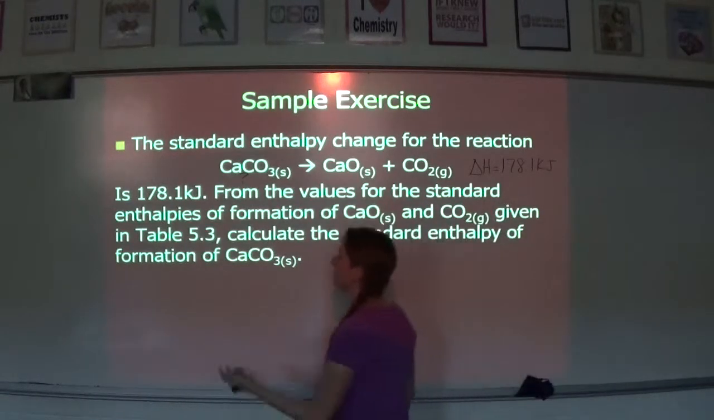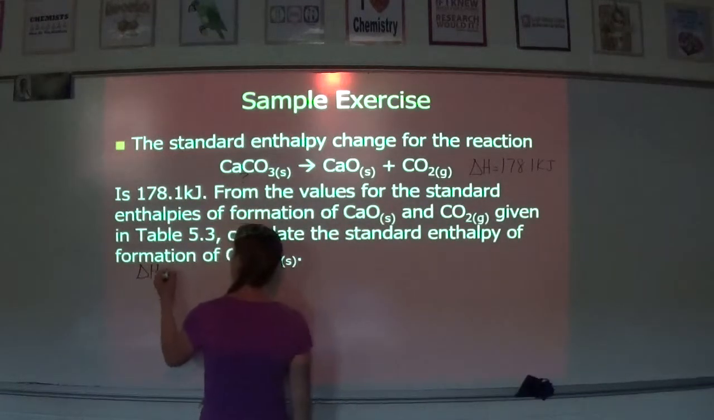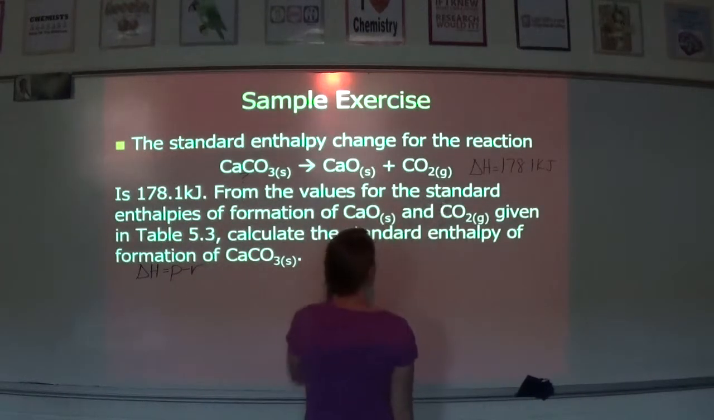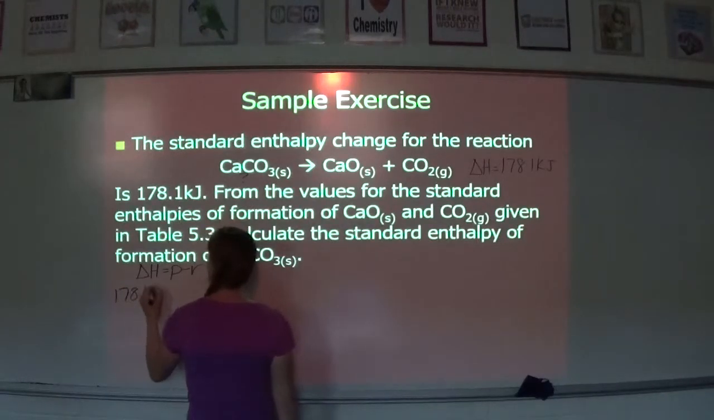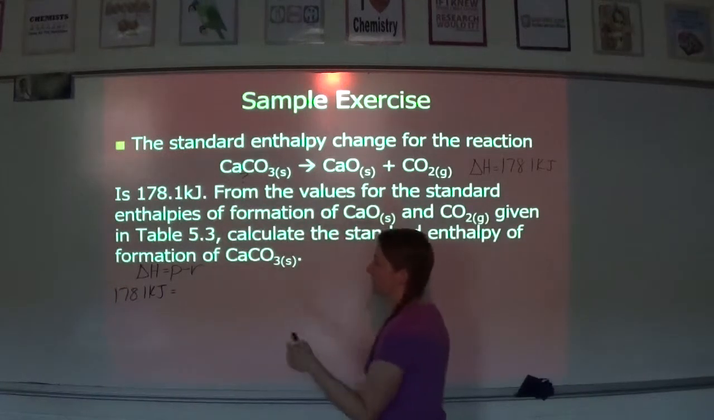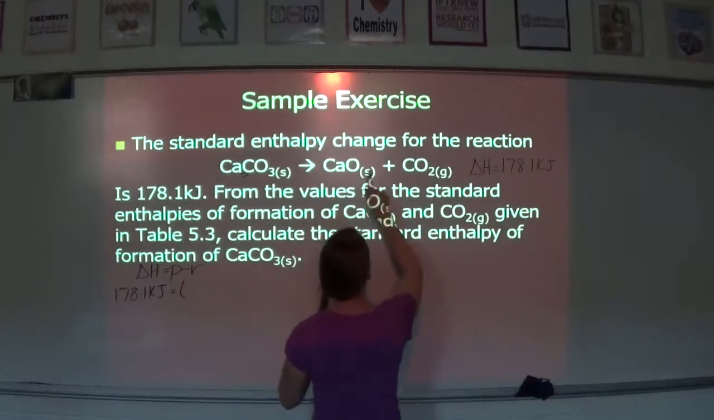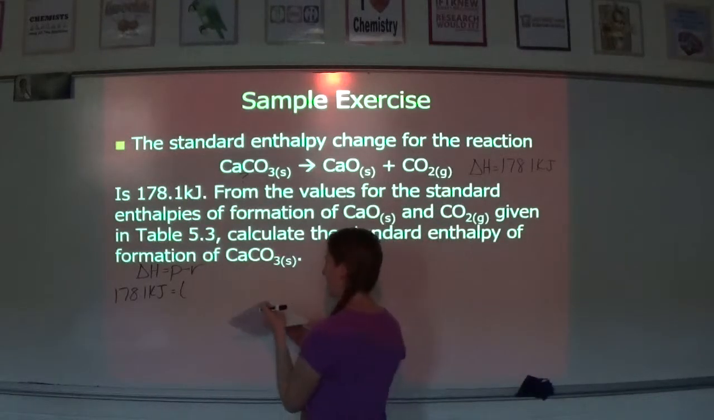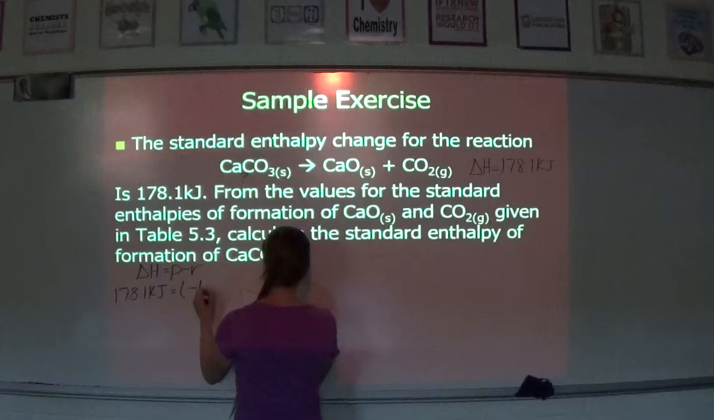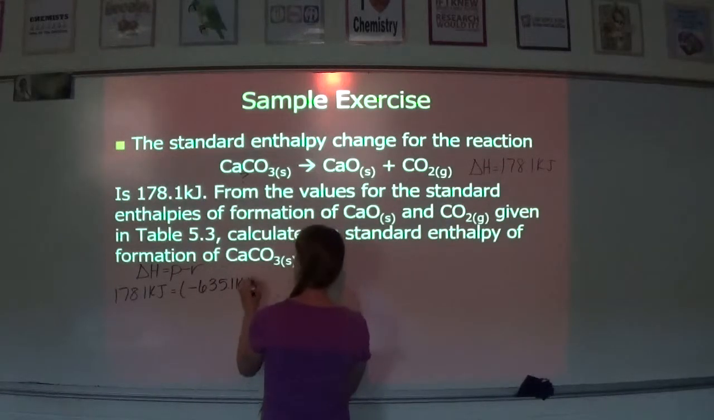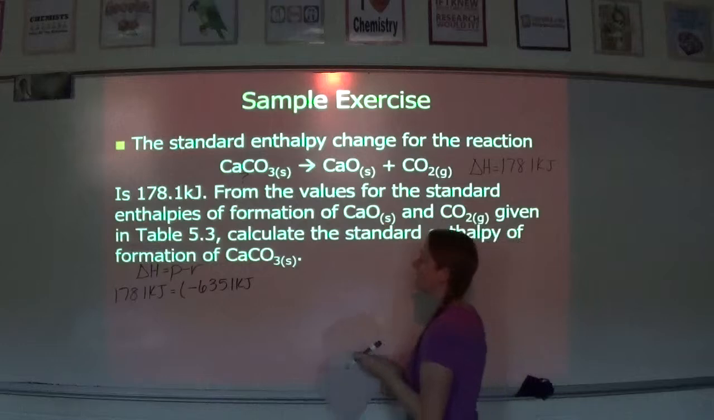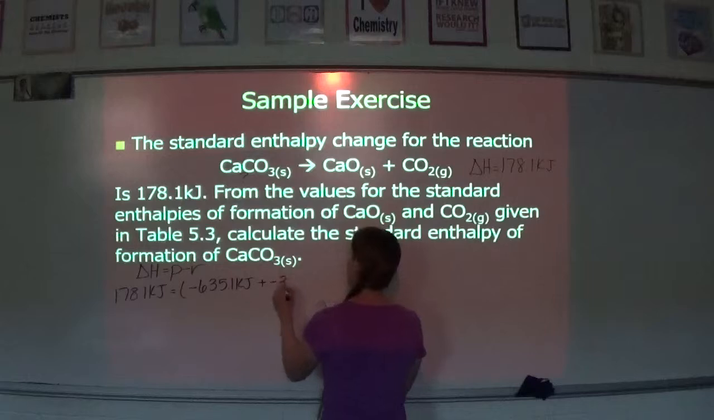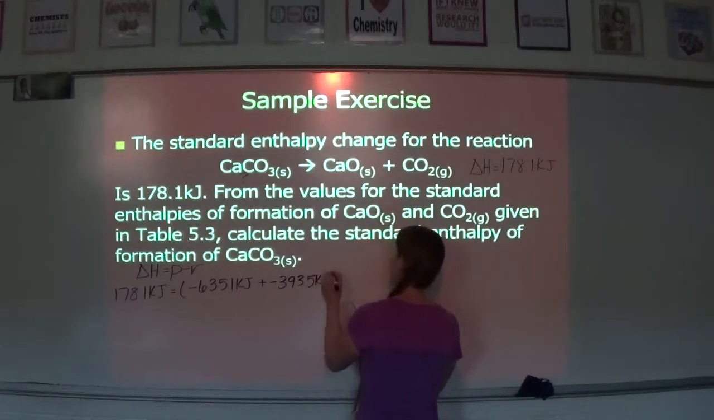Alright, so what we need to do is just remember delta H equals products minus reactants. So we just plug in what we know. Well, now we actually know delta H. Delta H is 178.1 kilojoules. So then we're going to do products minus reactants. One of my products is CaO solid. So I use my charts page. I find CaO solid, and it is negative 635.1 kilojoules. Alright, I also have CO2 gas, and notice they both have 1s in front. So CO2 gas is negative 393.5 kilojoules.